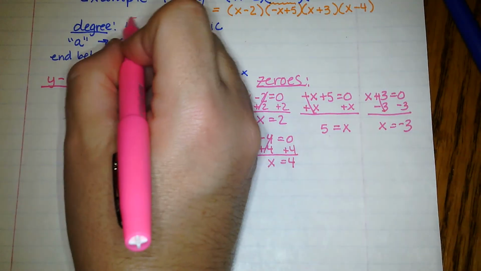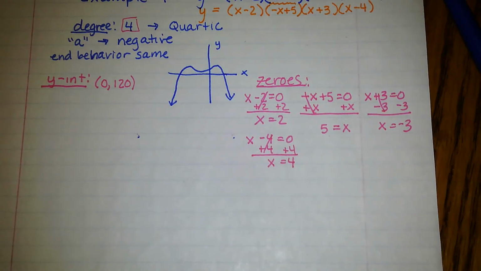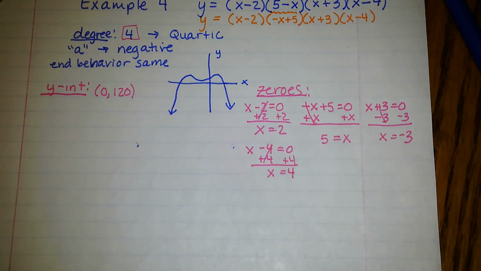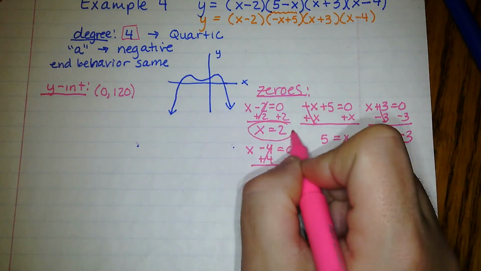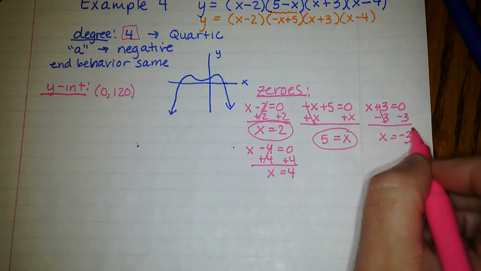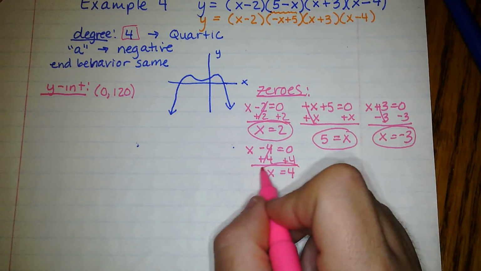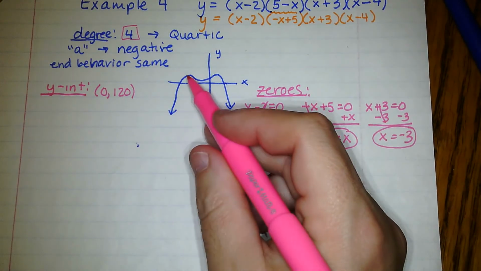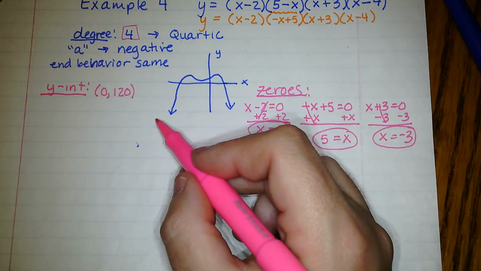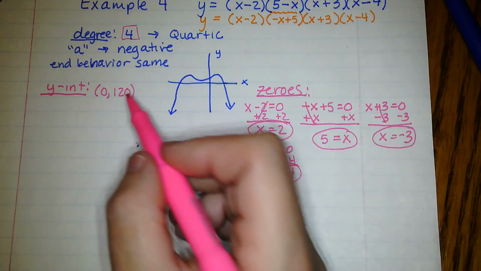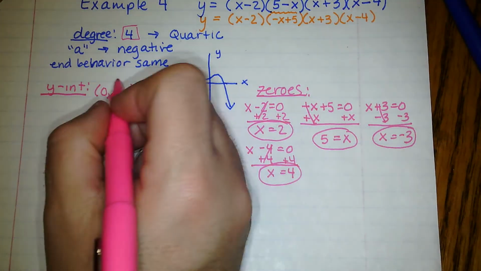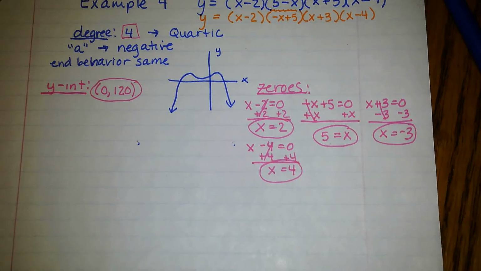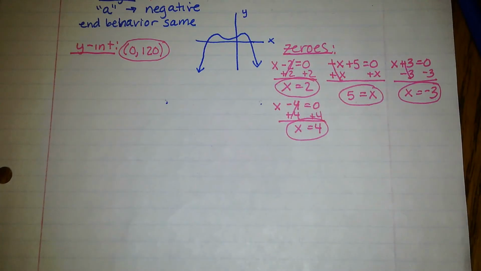So it's a quartic. We have at most 4 crosses on the x-axis. So we're going to cross at 2, at 5, at negative 3, and at 4. Our shape is going to look like an M. We're going to start down, end down, and we've got to cross the y-axis somewhere at about 120. Let's get this thing sketched.